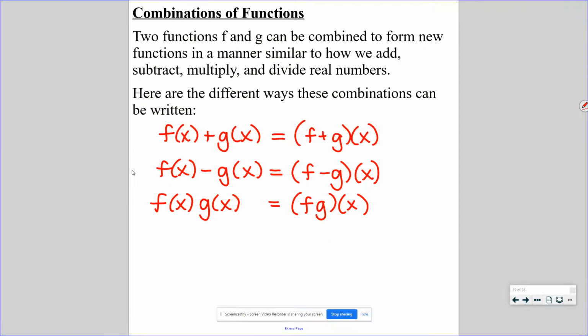So there would be the multiplication and then division would look something like this.